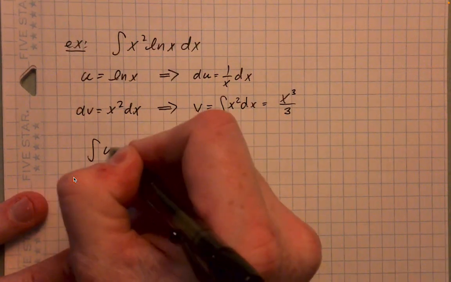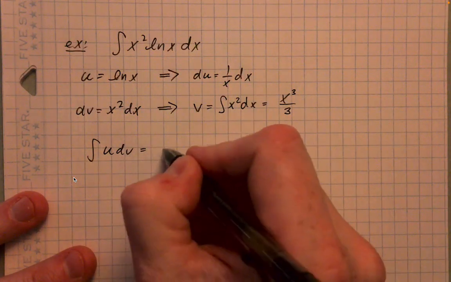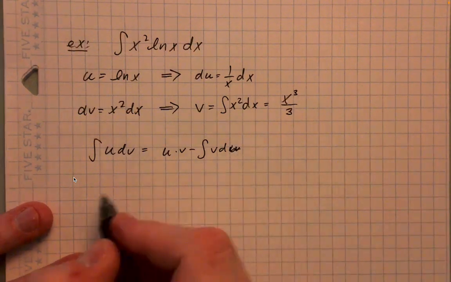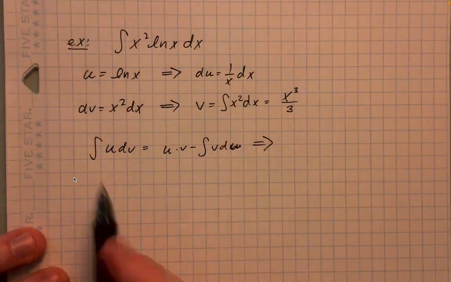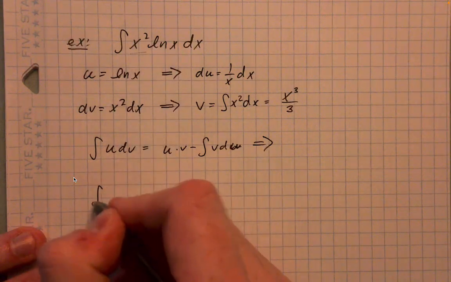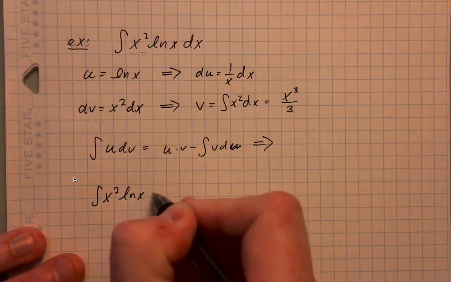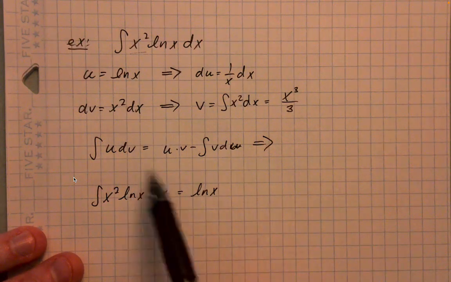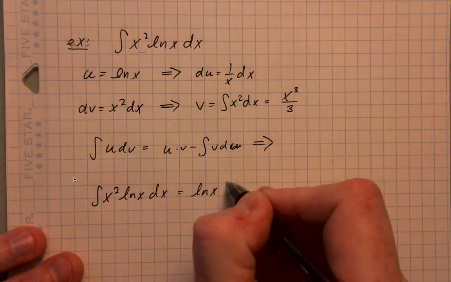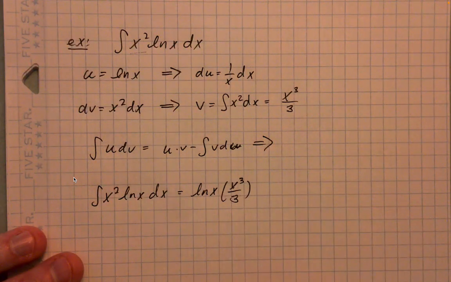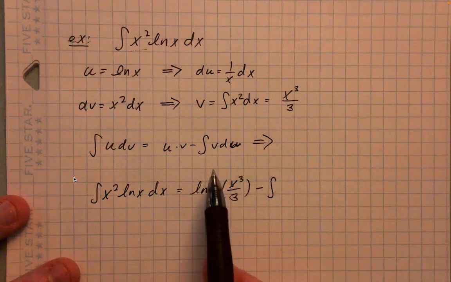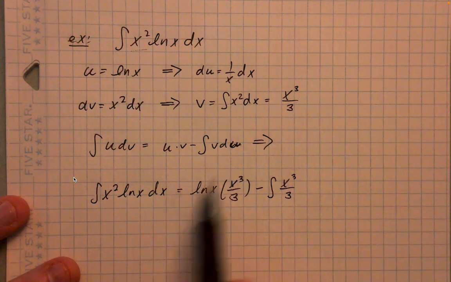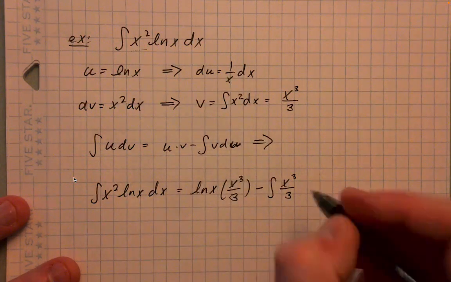So remember, the integral of u dv is equal to u times v minus the integral of v du. Okay, so let's plug everything in. So u dv, of course, is our starting integral. And u we found to be the natural log of x, or we chose anyways. And then v would be x cubed over 3. Okay, and then minus the integral of v, which is x cubed over 3, du. Now du is 1 over x dx.